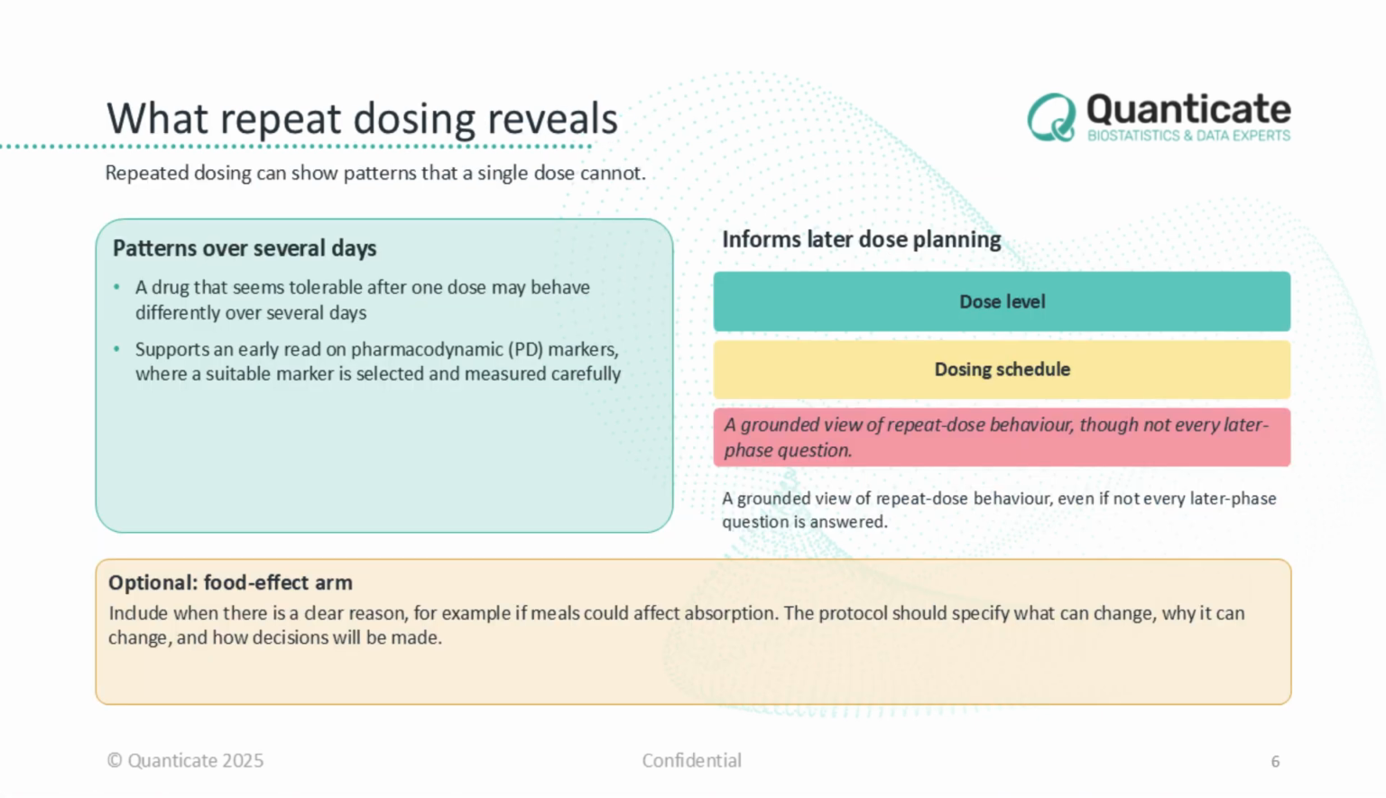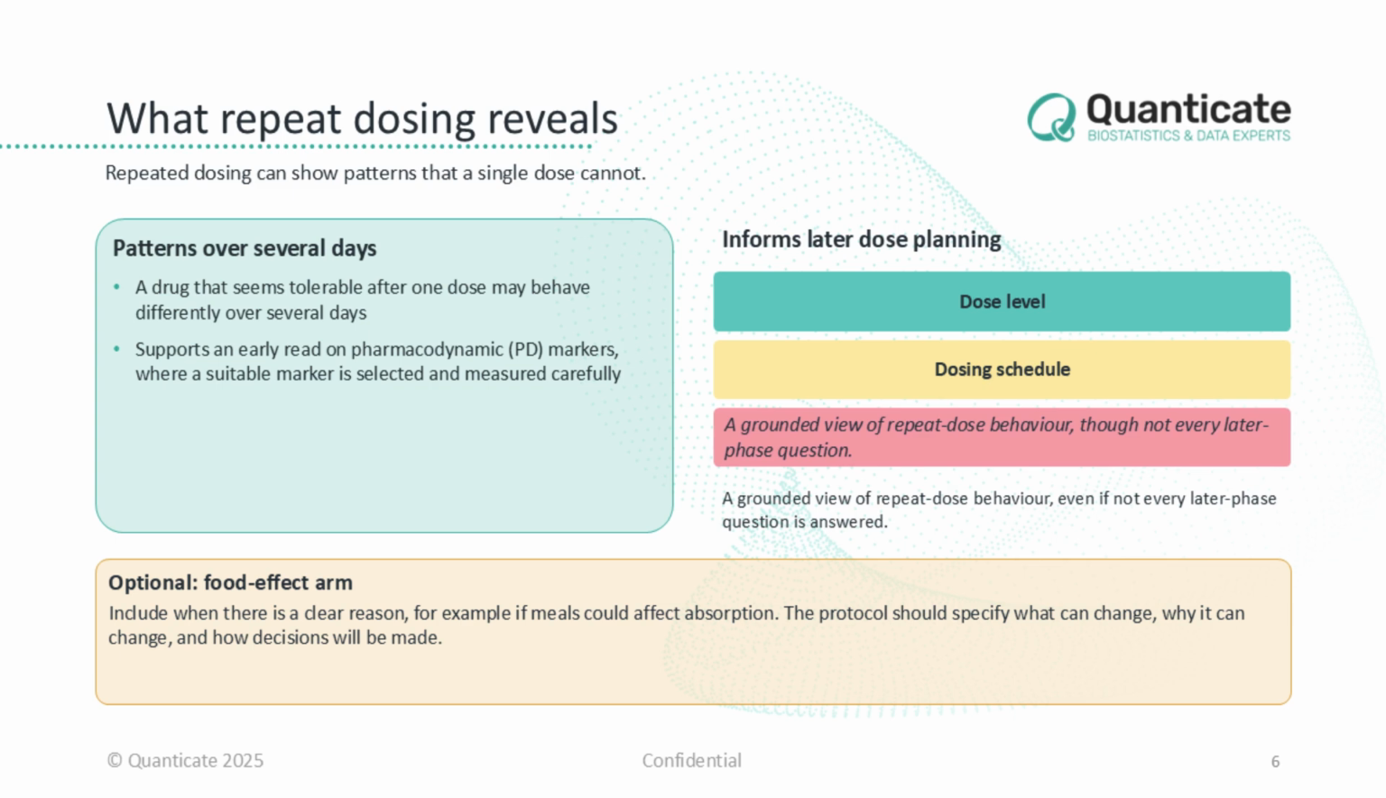Repeated dosing can reveal patterns that a single dose cannot. A drug that appears tolerable after one dose may behave differently once participants receive it over several days. MAD can also support early understanding of pharmacodynamic markers, where a suitable marker has been selected and measured in a controlled way. These results can inform later dose planning. MAD can support thinking about dose level, dosing schedule, and whether the intended regimen is likely to be workable in a patient study. This gives a more grounded view of repeat dose behaviour.